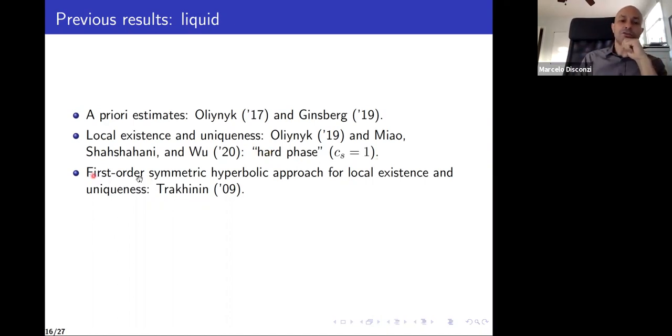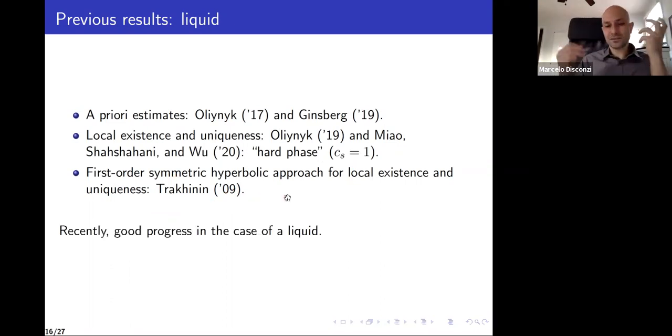There's also an approach using first-order symmetric hyperbolic systems due to Trakinin. In this paper, he solves the problem for the non-relativistic compressible Euler equations, and then he sketches how those arguments could be adapted for the relativistic setting. So in sum, there is good progress recently in the case of a liquid.